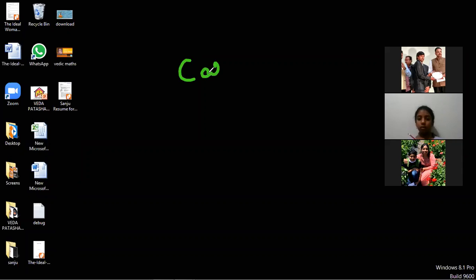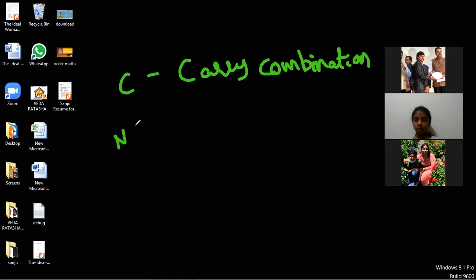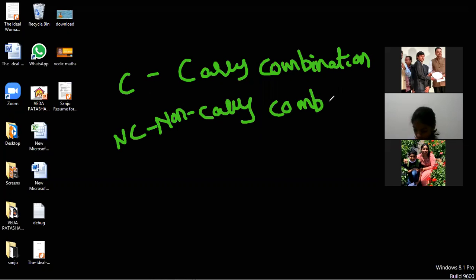Number one, carry combination, which is represented as C, and number two is non-carry combination. What does that mean? Note down, I will tell you. Are those like the combination rules? No, they are not like rules, but we have to know what they mean before doing Vedic addition.